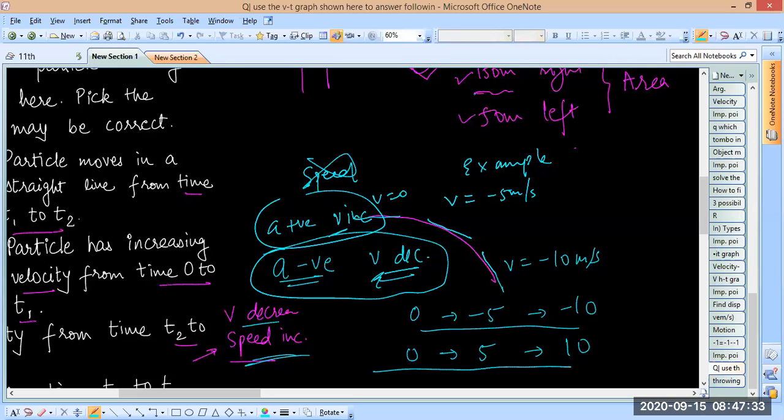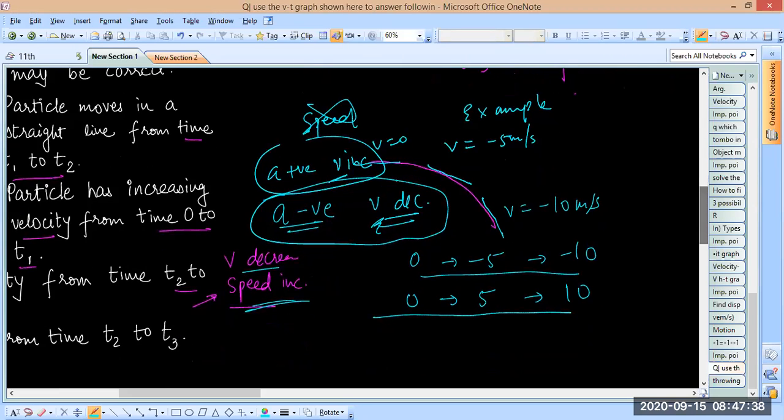Sahil, again, how is speed increasing? Have a look at the numbers. For example, if I take 0, -5 and -10, this is 0, this is 5 and this is 10 speed, right? Magnitude is speed. Which number is bigger?